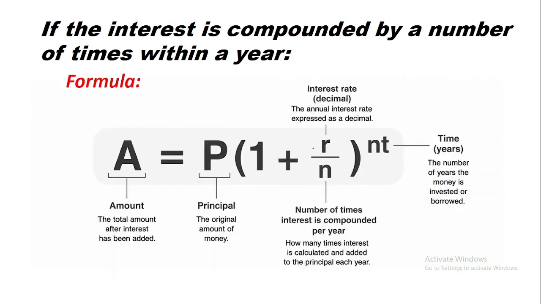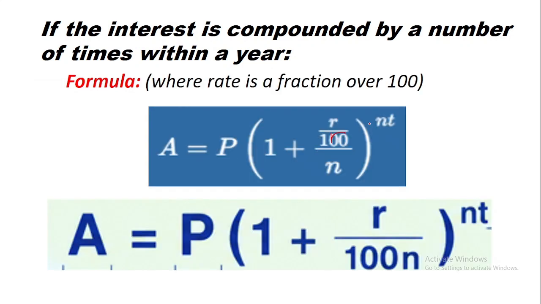And that's the reason why we have our regular R over N, because the R right here is expressed as a decimal. So that's the reason why you don't have it over 100, because they simplified it where it's already expressed as a decimal. So instead of having R over 100 over N, we just simplify R over 100 and write that as a decimal number over N. So that's the reason why the formula before is there.